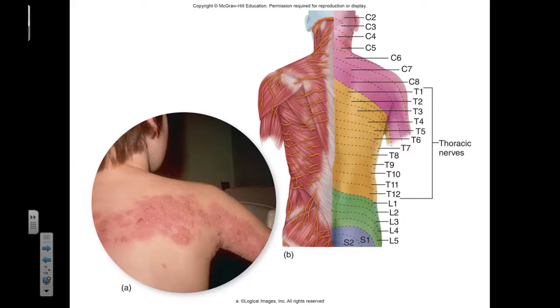Here on the right, we can see the dermatomes, which each correspond to a thoracic nerve. And then here we can see a patient exhibiting the crop of soft, tender lesions that's characteristic of shingles because it's traveling in a horizontal stripe down the body that's parallel to a dermatome.